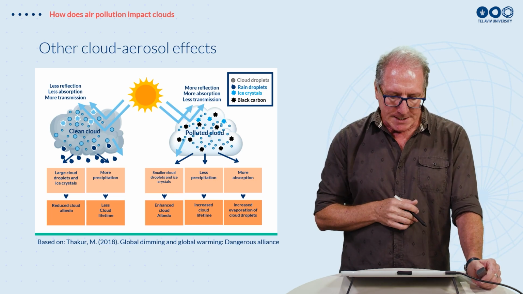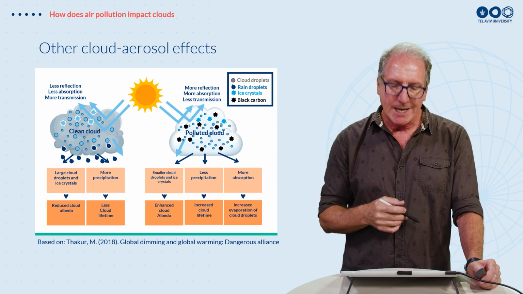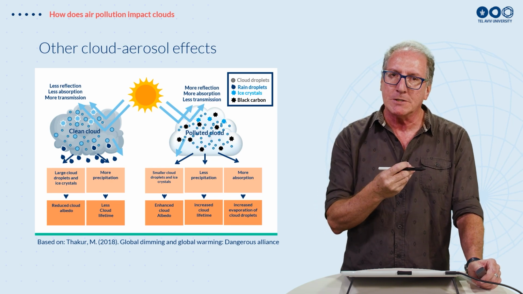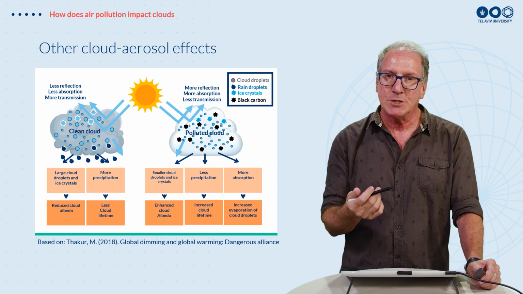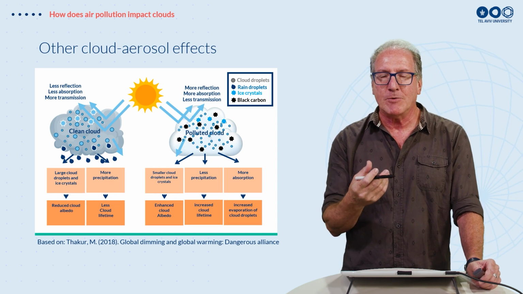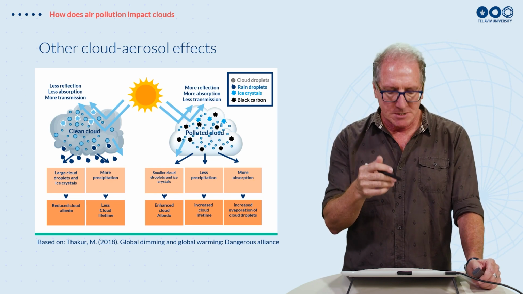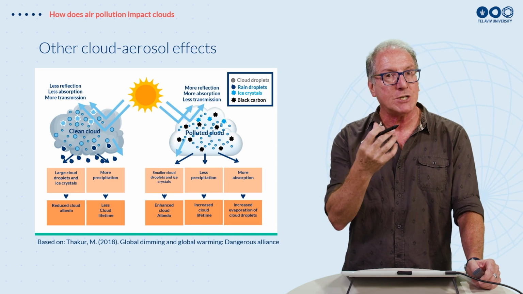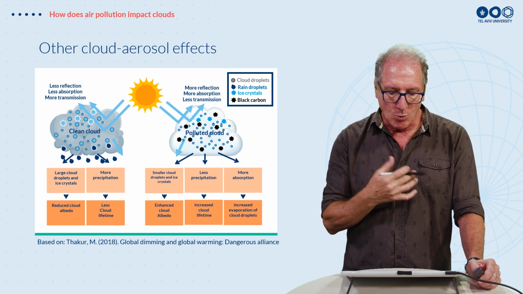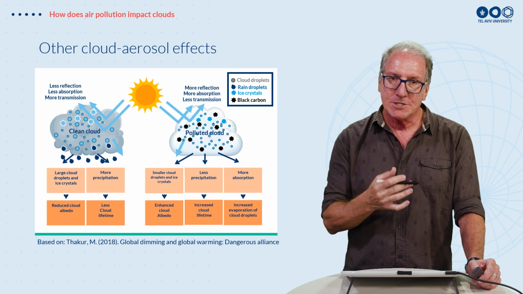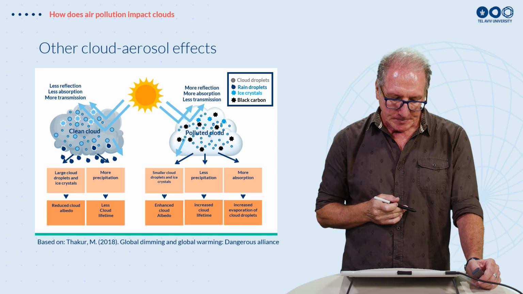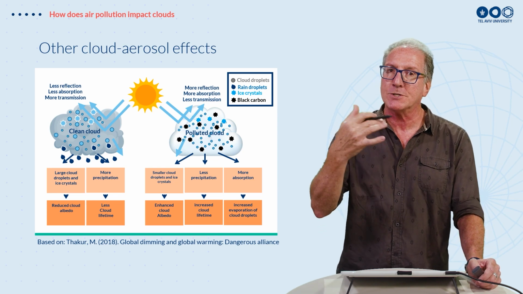If we go to the right-hand side, the polluted clouds, then again we're having more particles, smaller particles. We have more reflection. Often in polluted environments, you can also have black carbon, these little black stars here, which can actually absorb sunlight and actually warm up the cloud. Less transmission of the light going through. So basically, we have an enhanced albedo.